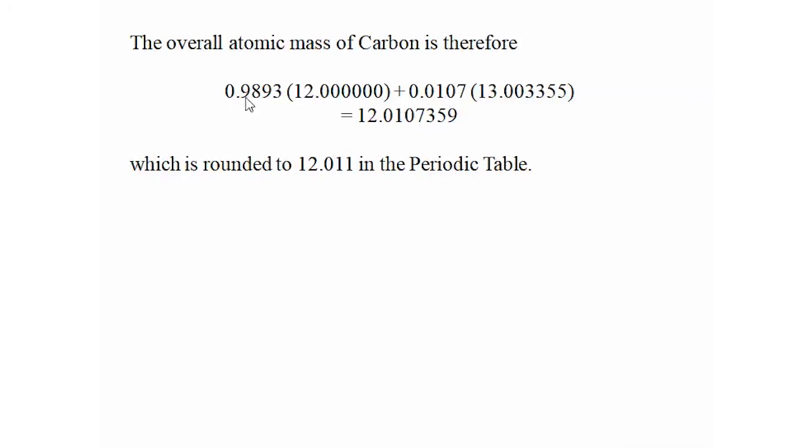Okay, we've got 0.9893, which is 98.93%, times 12, the exact weight of carbon-12, plus 0.0107 or 1.07% times the exact atomic weight of carbon-13, and when we calculate this out, we end up with a value of 12.0107, which is rounded to 12.011 in the periodic table.